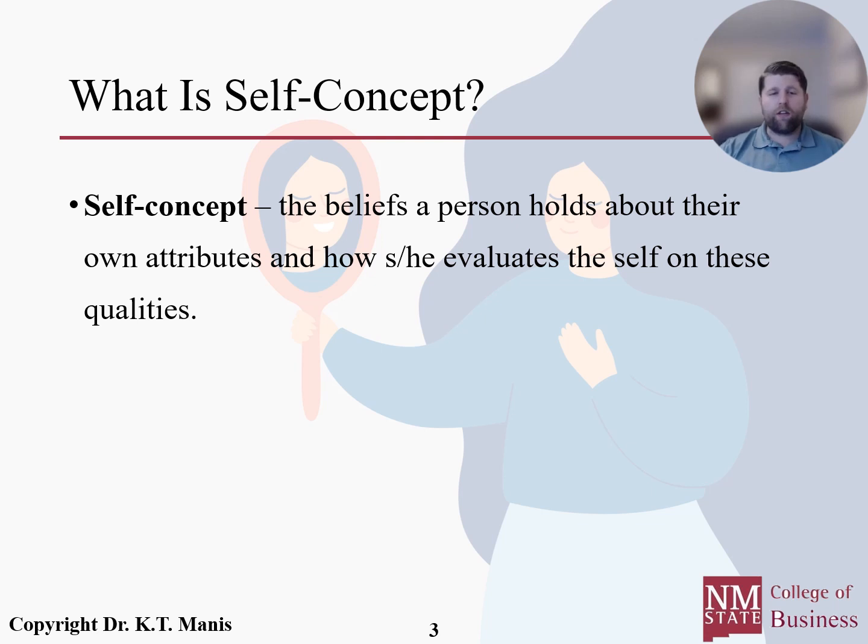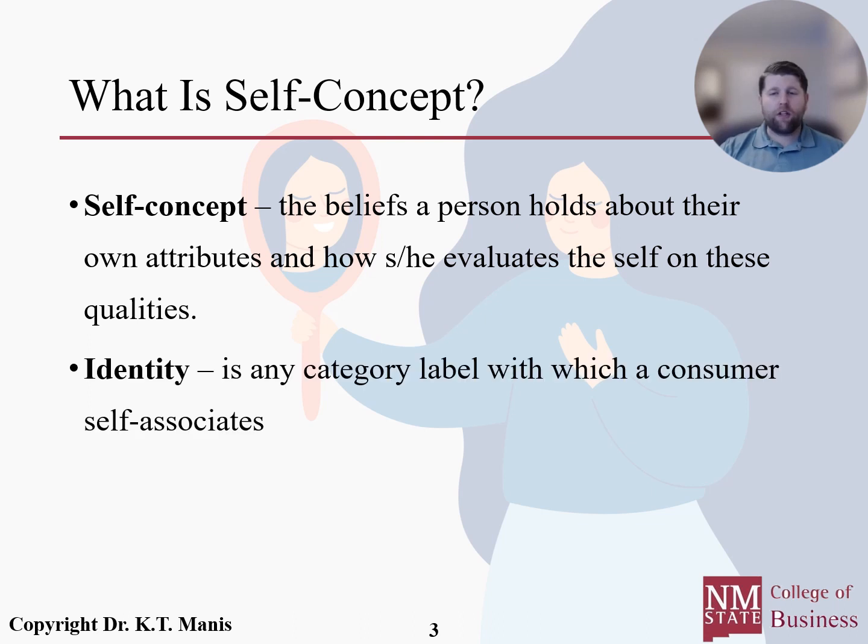We can also think of our self-concept as a collection of identities, where each element or identity contributes to our self-concept. For example, you may have the identity of a student if you're watching this video as part of your class lecture. An identity is formally defined as any category label with which a consumer self-associates. Can you think of any labels that you use to describe yourself? For me, I self-associate with many different labels, including hiker, professor, and researcher.